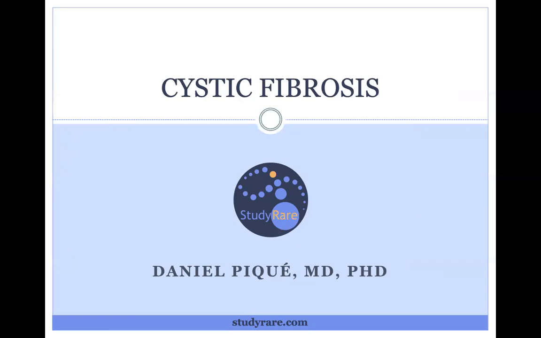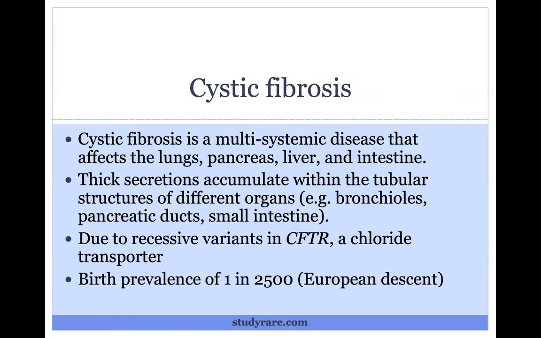Today, we'll be talking about the clinical features, diagnosis, and management of cystic fibrosis. So, cystic fibrosis is a multi-systemic disease that affects not only the lungs, which is what people commonly think about with CF, but also the pancreas, the liver, and the intestine.